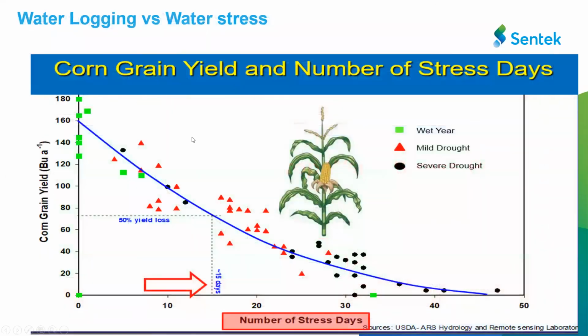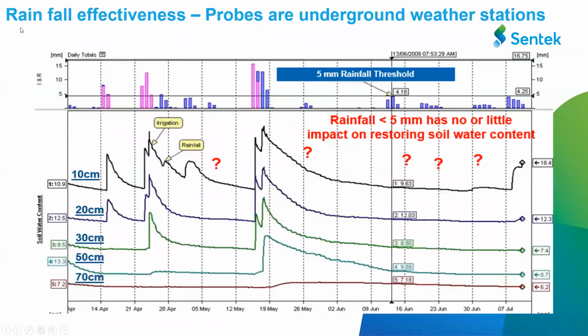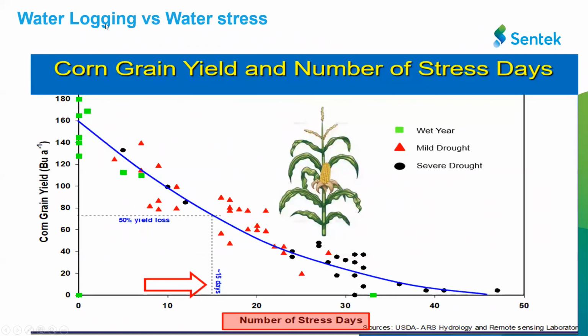This was a trial we did with the USDA in regards to determining how important it is to keep an eye on your crops, right? So if you have 15 days or more, either from water logging or from water stress, it will cost you 50% of your yield, right? So that's a key factor that a lot of growers that have access to management don't understand: oh, I can get over it, but not really.